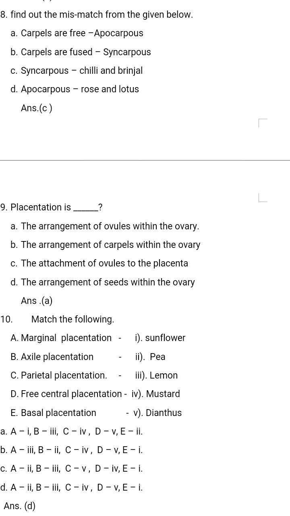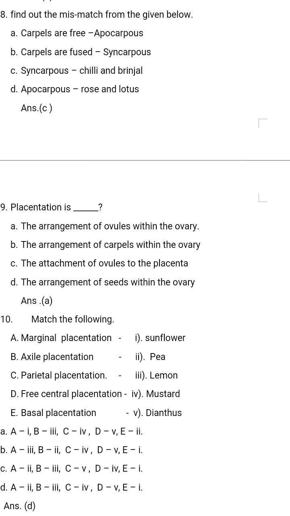Understood? So they asked for the mismatch. So the correct option for this question is option C, syncarpus, chili and brinjal. Originally, syncarpus can be seen in tomato and lotus. Understood? Hope you understood the explanation for this question.